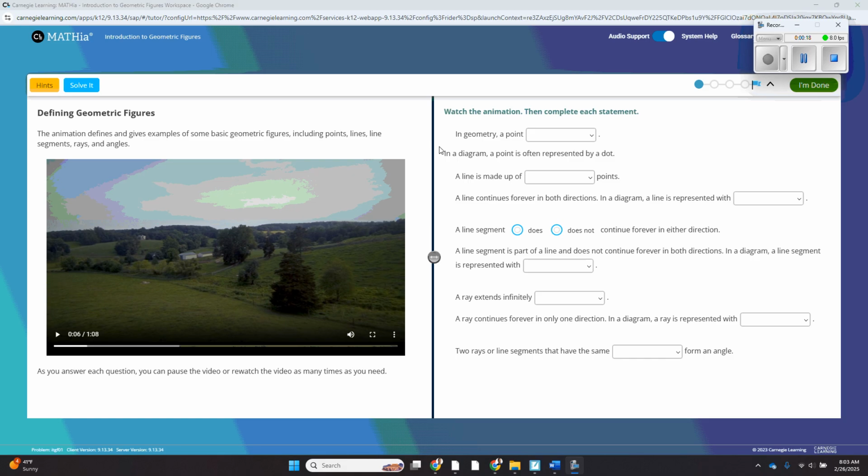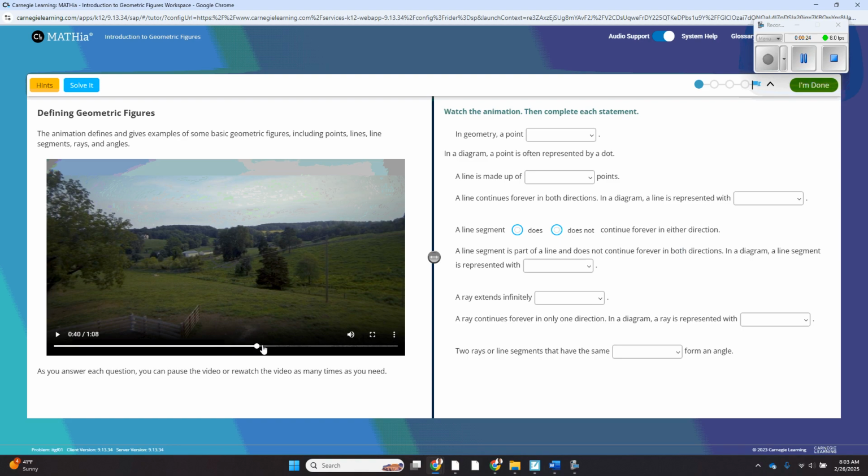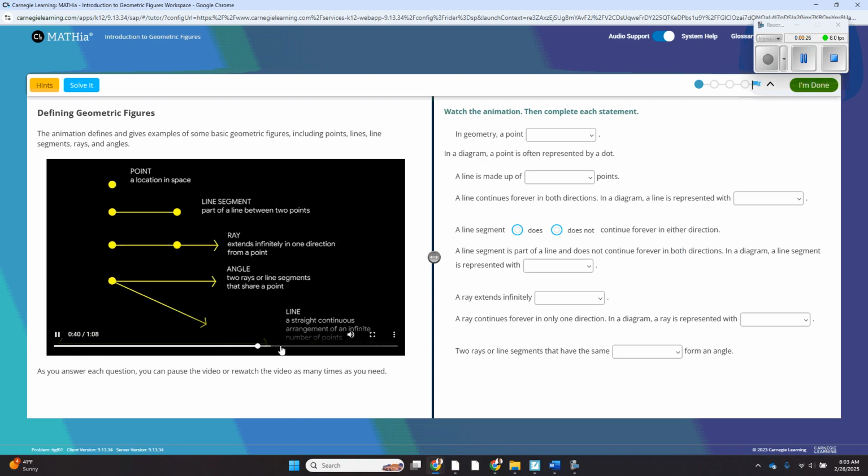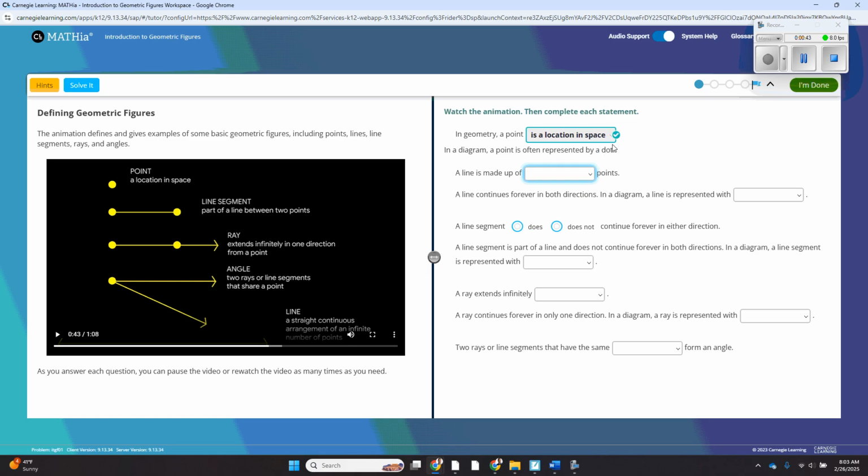All right, so the first one says, watch the animation, then complete the statement. After you watch this video, I'll just skip through it a little bit. In fact, I'm going to pause on this part of the video where it talks about a point, a line segment, a ray, and an angle, as well as a line. In geometry, a point is a location in space. You can see we have the green check mark as we are correct.